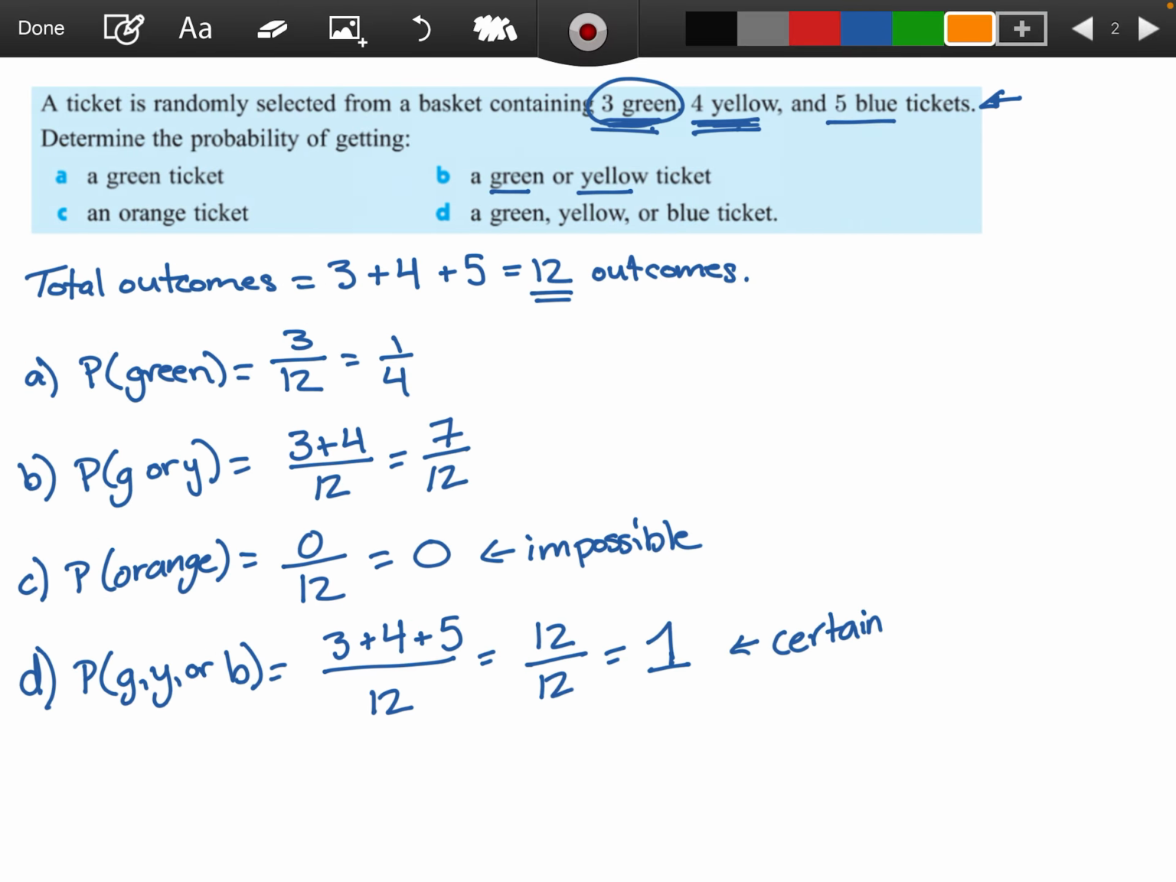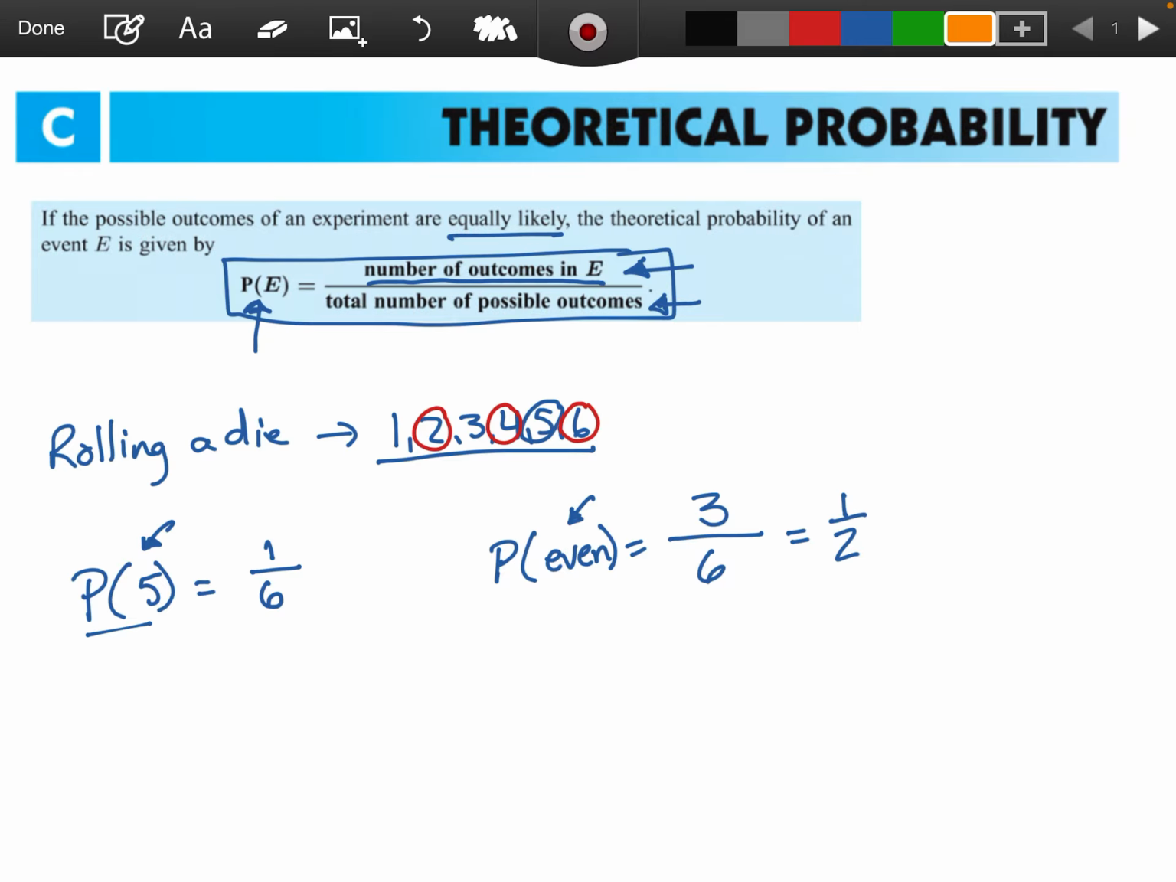Okay, so that covers how to find theoretical probability. You're basically just building a fraction out of two pieces: the number of outcomes that exist in the event you are finding the probability of, and then the total number of possible outcomes. So build those two pieces of your fraction, reduce where you can, and that's it.